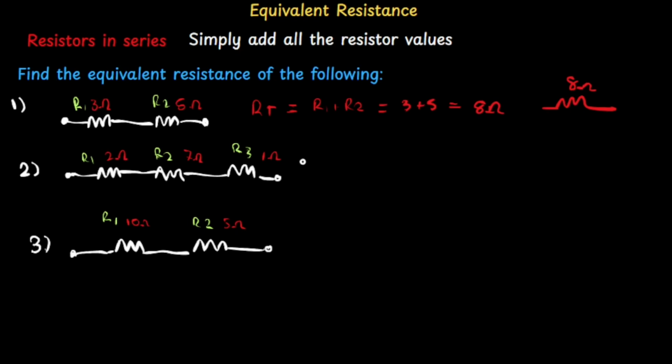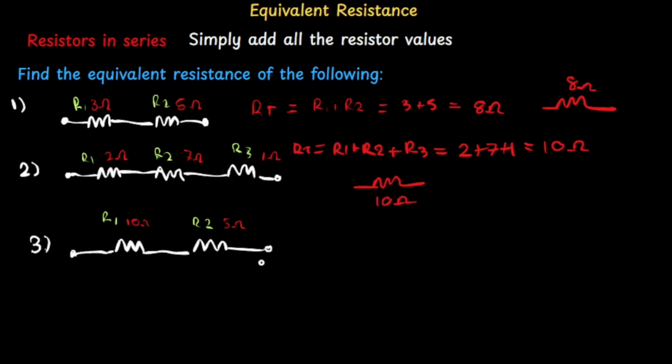For the second example, applying the same rules, I would get RT is equal to R1 plus R2 plus R3, which is equal to 2 plus 7 plus 1, which is equal to 10 ohms. In this case, if I replace this collection of 3 resistors with a single resistance value of 10 ohms, it will not affect the way my circuit works.